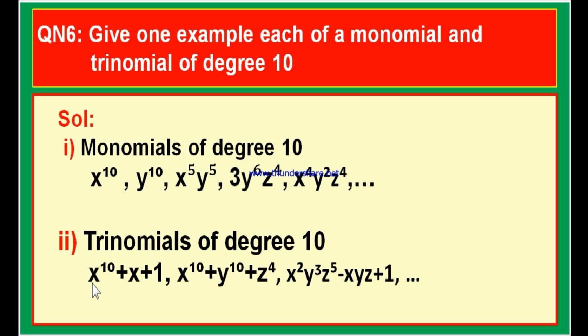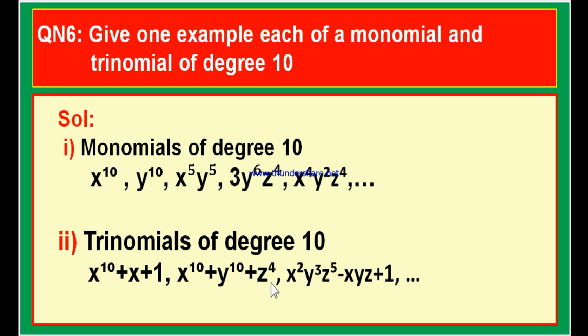Here, the exponent of the first term is 10, the second term variable is x and the exponent is 1, and the third term is a constant number, exponent is 0. Among 10, 1 and 0, the highest exponent is 10. Therefore, it is a trinomial since it contains 3 terms and it is of degree 10 as the highest exponent is 10. Therefore, it is an example for a trinomial of 10th degree.